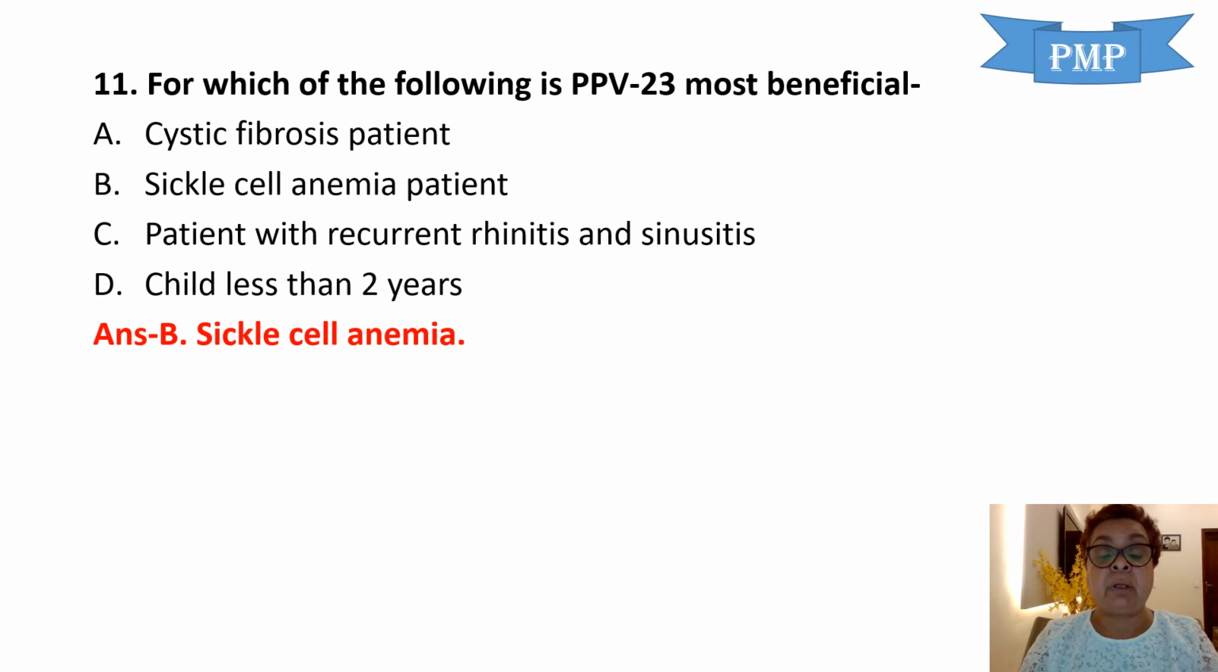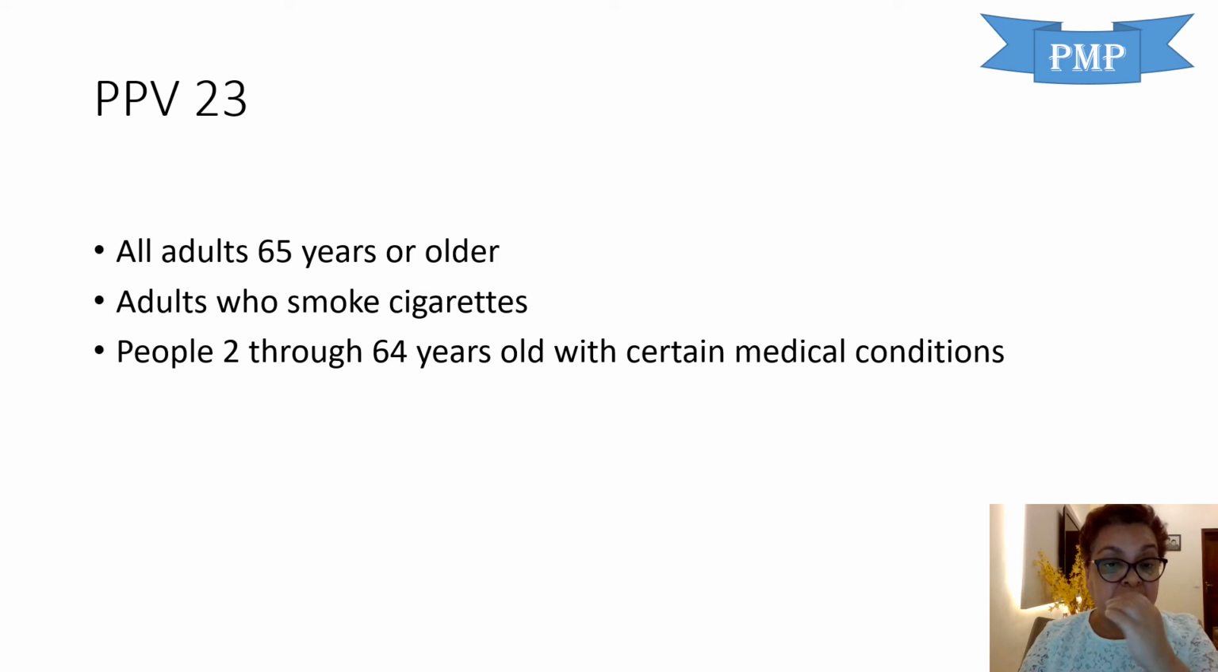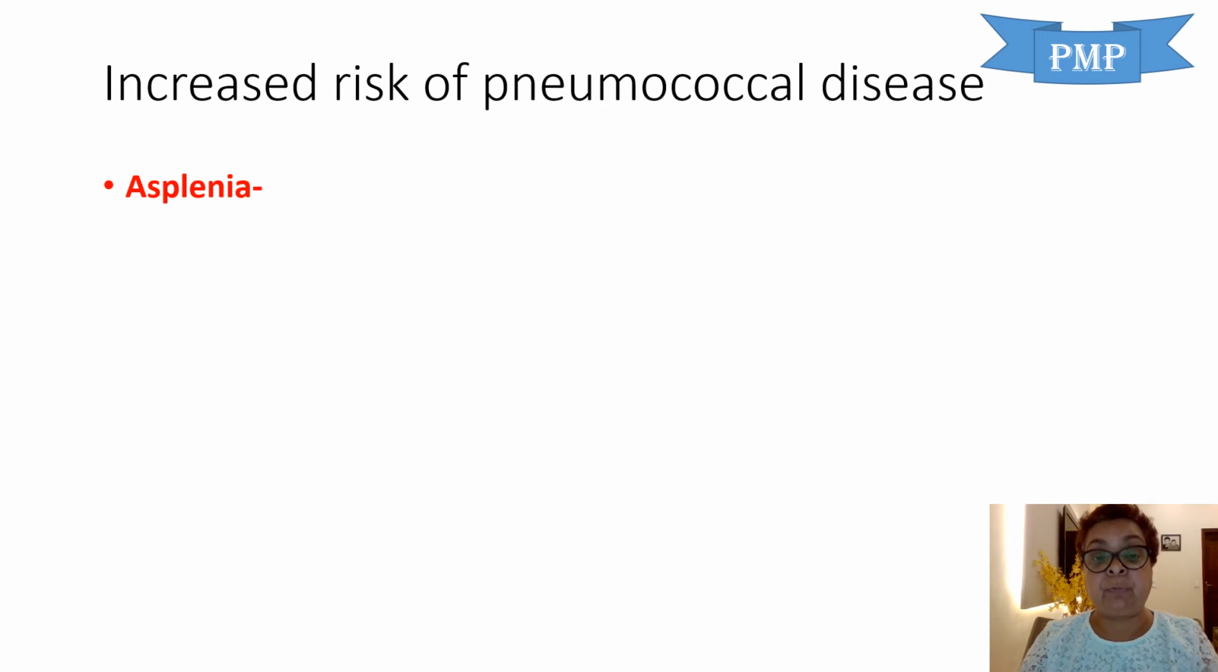Now this polysaccharide pneumococcal vaccine is CDC recommended in the following patients: all adults over 65 years, all smokers, and all people 2 to 64 years of age with certain specific medical conditions. And what are these medical conditions? One is asplenia, which may be either anatomical or functional asplenia. Always remember, if you're asked what are the dangerous organisms in splenectomized or asplenic patients, you always think first of Streptococcus pneumoniae, Haemophilus influenzae, Meningococcus, because these are the capsulated bacteria which can cause septicemias as well as meningitis in asplenic patients, right? So asplenia is a very important indication for the pneumococcal vaccine.